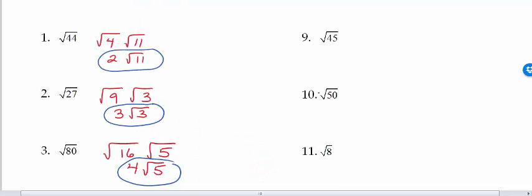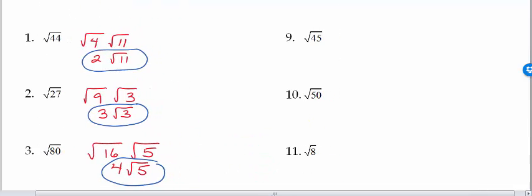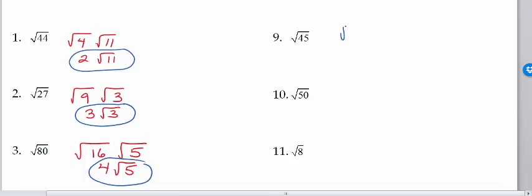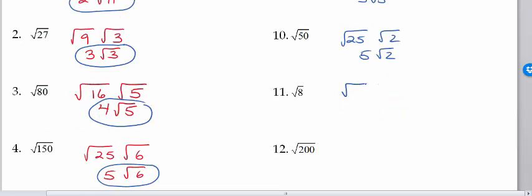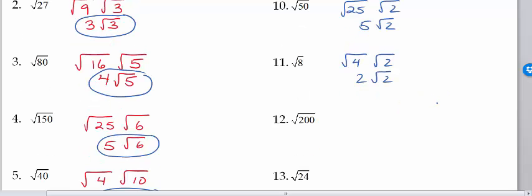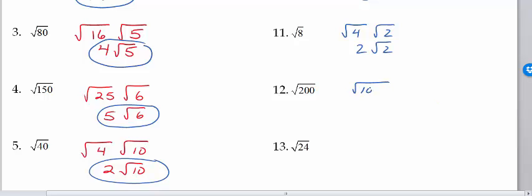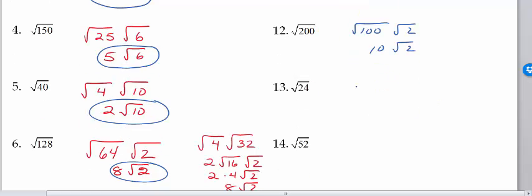Looking at our next column, number 9, as we look at it, is the square root of 45. 45 is 9 times 5, which is 3 radical 5. 50 is 25 times 2, which is 5 radical 2. 8 is 4 times 2, which is 2 radical 2. 200 is 100 times 2, which is 10 radical 2. 24 is 4 times 6, so radical 4 and radical 6, which is 2 radical 6.